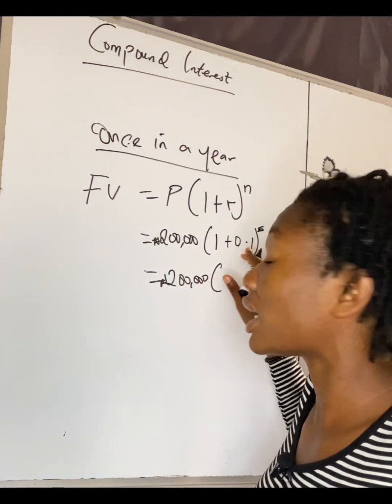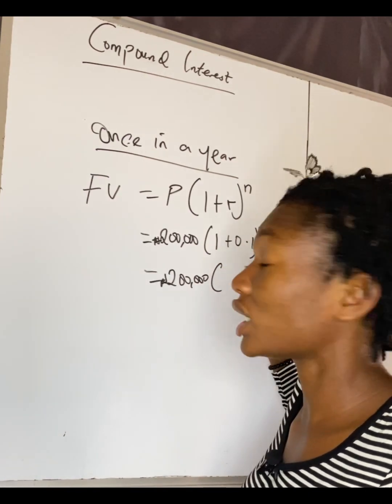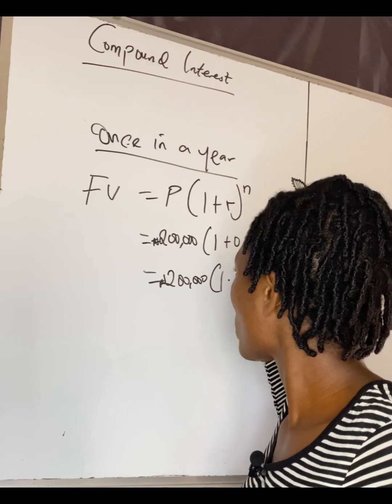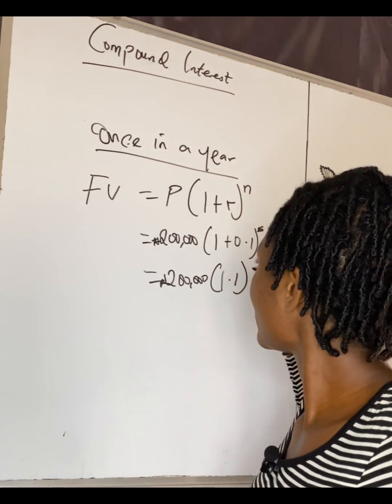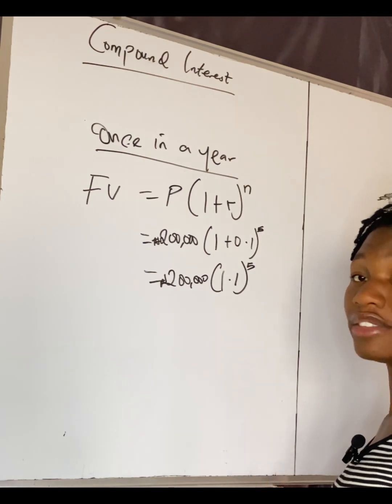We're going to be working on our bracket first. So our bracket, we're having 1 plus 0.1, okay? That will be giving us 1.1. And then the number of years still remains 5. We are calculating for 5 years, right?